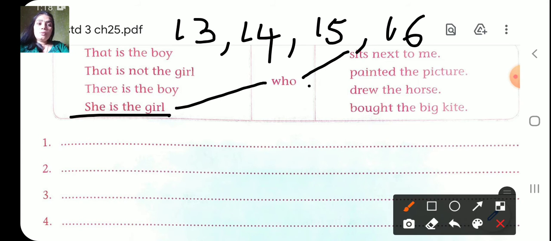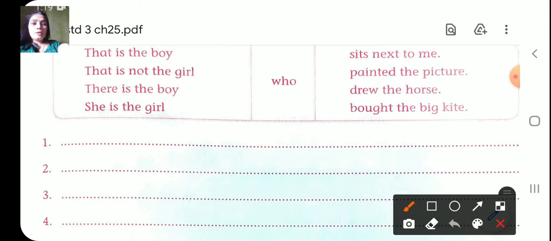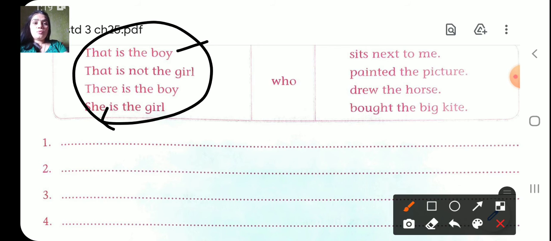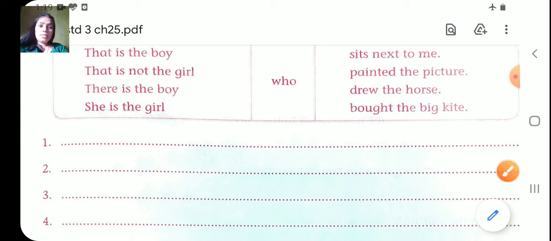She is the girl who painted the picture. She is the girl who drew the horse. She is the girl who watched the big kite. Over 16 sentences. Okay. So each line, that is the boy, the first column. So the first column, four times. So T for times. So it will become 16 sentences.